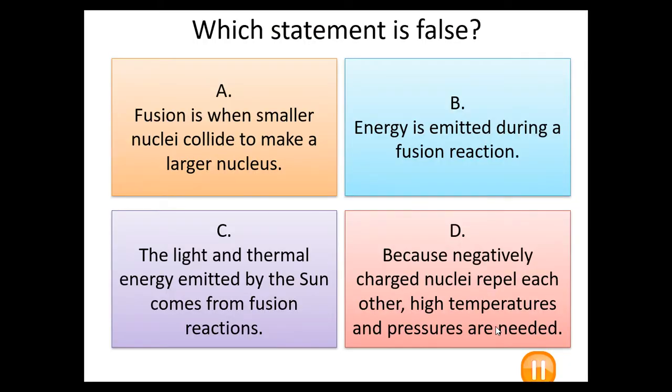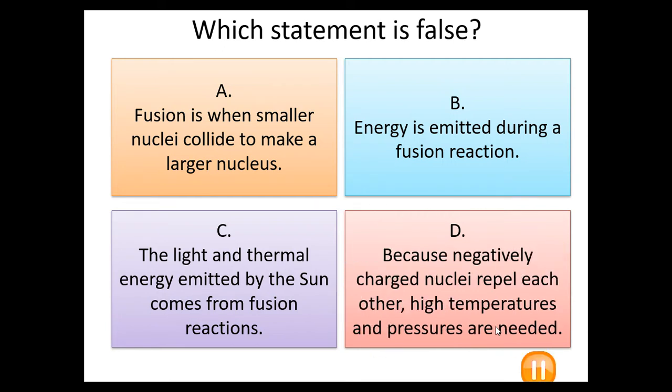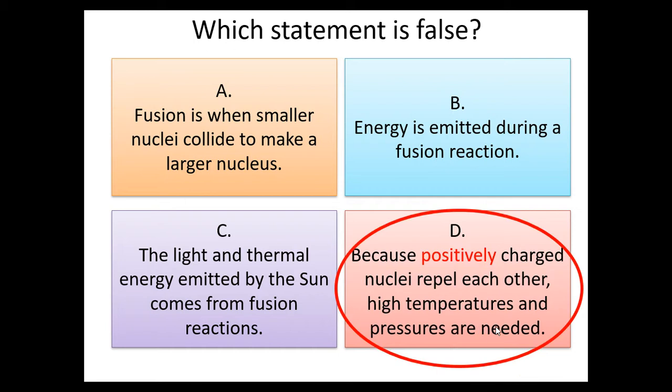So let's bring these ideas together. Which one is the porcupine, which is East London slang for lie? Pause the video. So it was in fact D, because of course all nuclei are positively charged, therefore repel each other, not negatively charged. Remember, positively charged because they have positive protons.